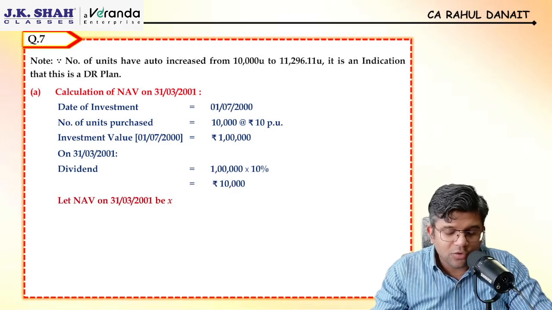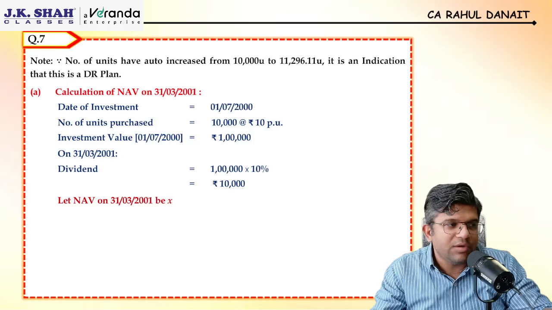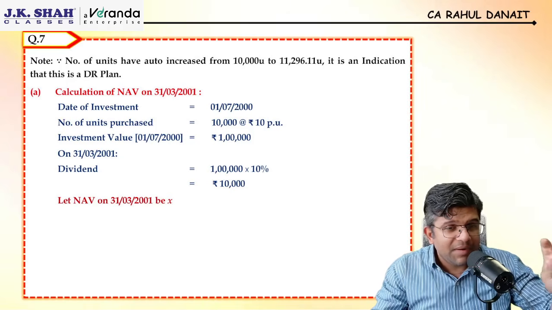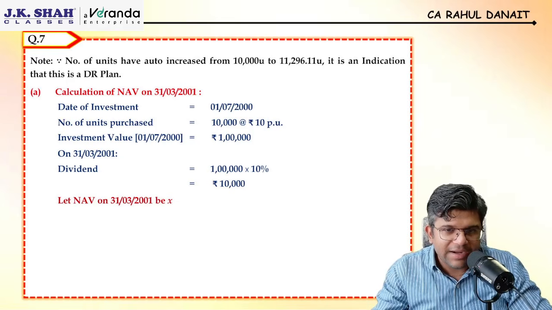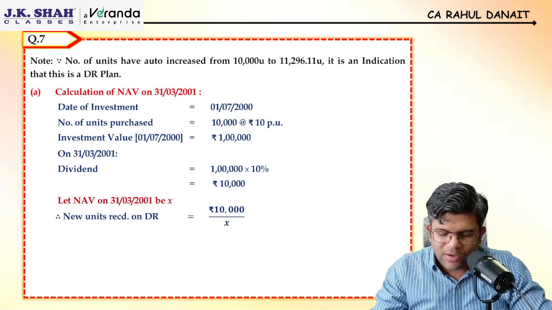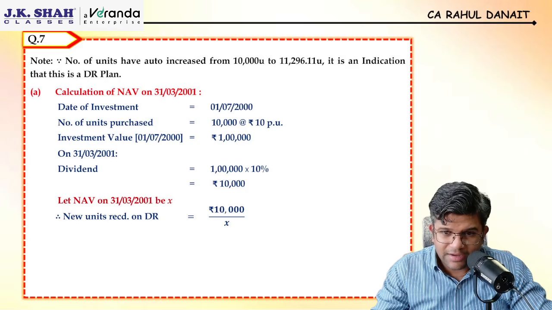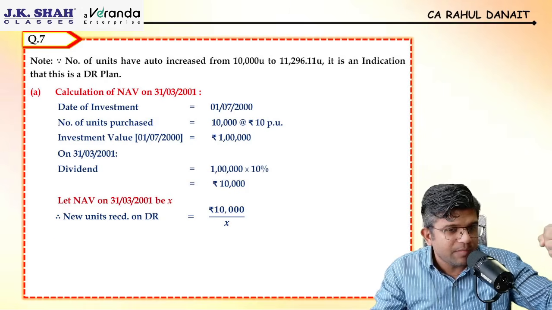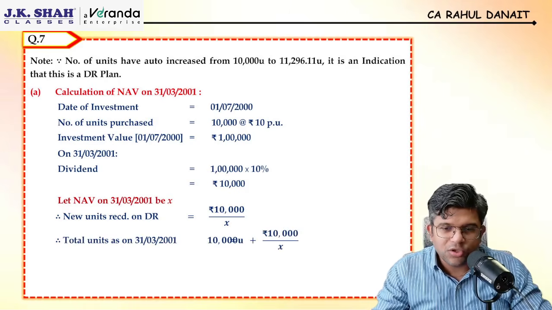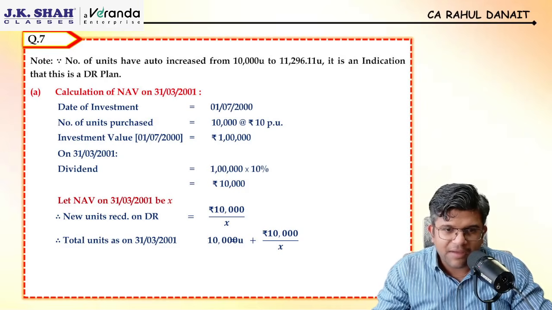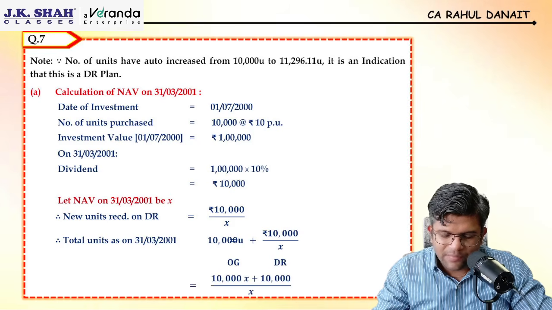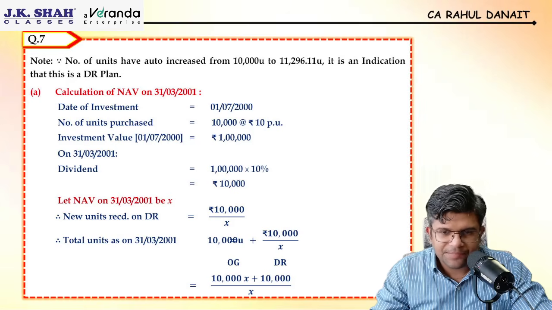So when you convert it to units, you need to divide it by the NAV on that date. But that is what exactly we don't have, the NAV on that date. Let's say the NAV is X. So do you agree that the new units you will receive on dividend reinvestment will be 10,000 rupees divided by X? Students, that makes your total number of units as 10,000 units plus 10,000 divided by X. Everyone understood, these are the original units and you have your dividend reinvested units. So that makes your total units as (10,000 X plus 10,000) upon X. Correct? Please copy this.